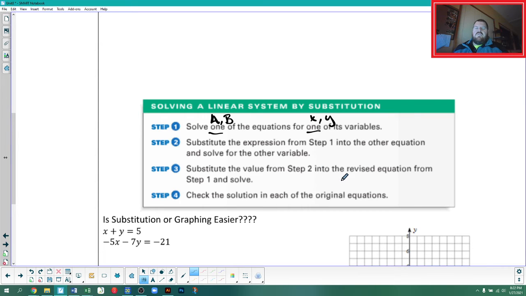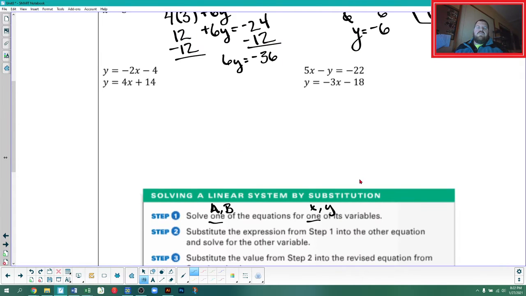And then we substitute the value we get from step 2, and we'll get into all these. But basically, you take your answer for one of the variables, plug it into one of the equations, and figure out the missing variable. Okay? But it's probably easier to see what those steps really mean based on an example.